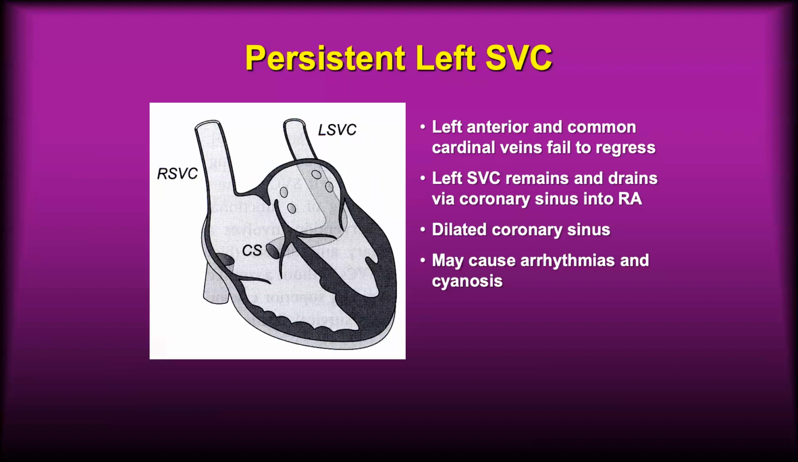Because all this blood coming into the coronary sinus empties into the right atrium, it could make the right atrium a little big. If you make the right atrium a little big, that could cause arrhythmias. Anytime you stretch the muscle in the atrium, you're asking for some trouble. Cyanosis, because now the right atrial pressure could be going up with all this flow in there.